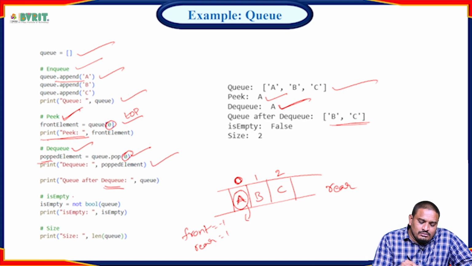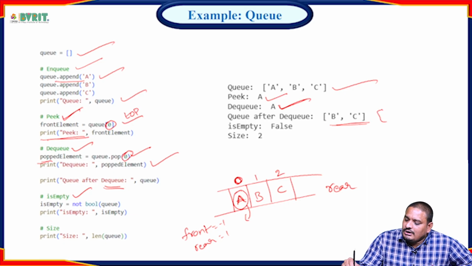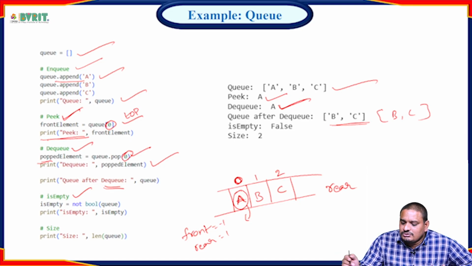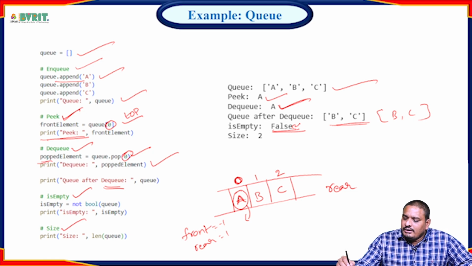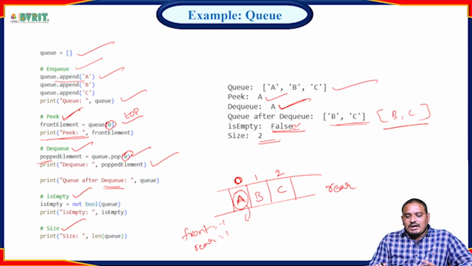Now we can perform the isEmpty method. We use the isEmpty method to check whether the Q is empty or not. The Q has two elements, B comma C. So the Q is not empty, the condition is false, and the output value is false. Next, size. To print the size of the Q, since the Q has two elements, the size is 2. This is the simple example of Q operations.